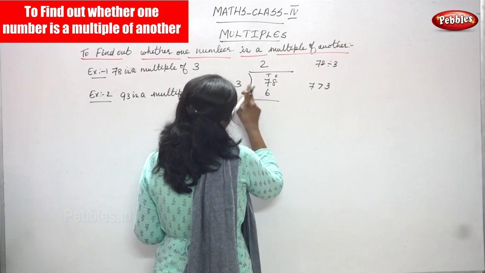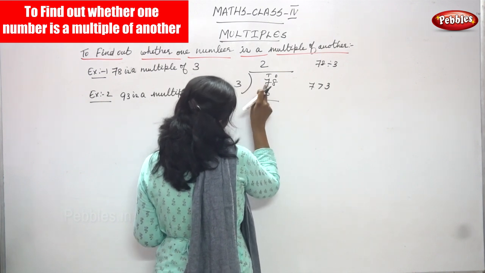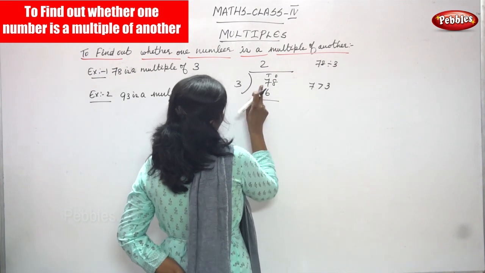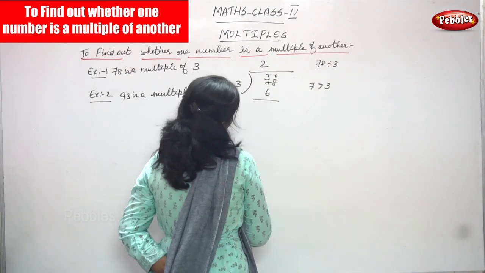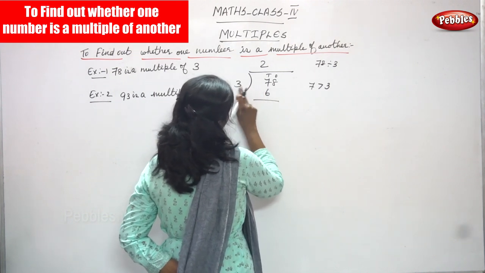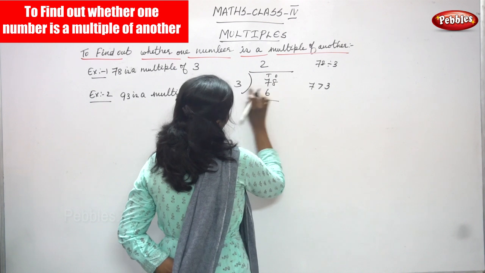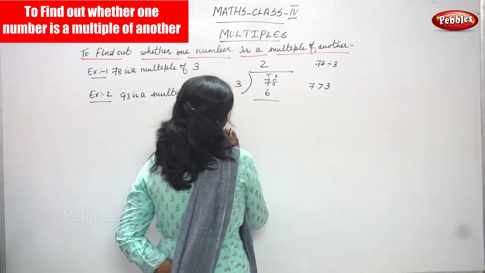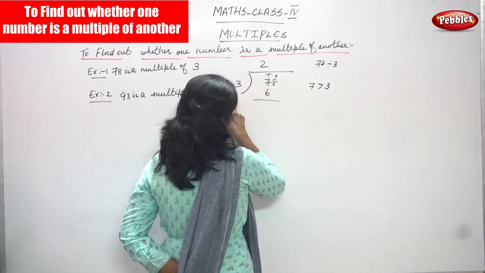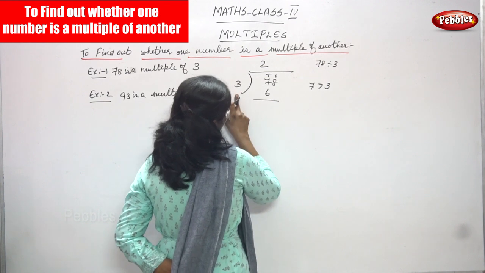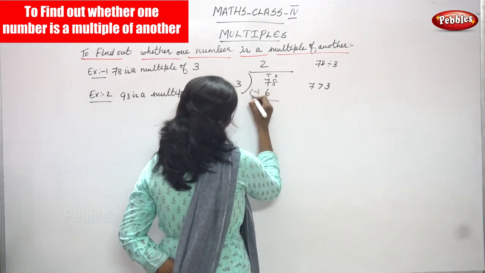So I'm going to divide 7 by 3. How many times does 3 go into 7? 3 twos are 6. You have to use the 3 table. 3 twos are 6. So 7 minus 6, you get 1.